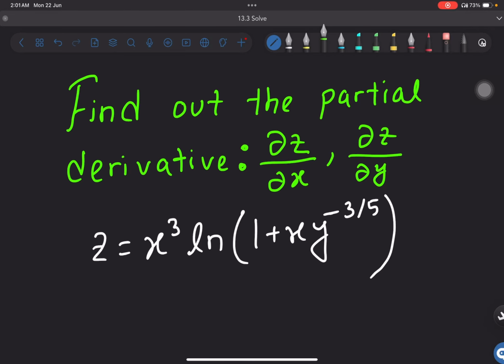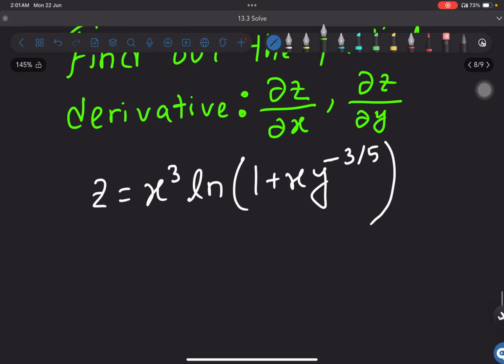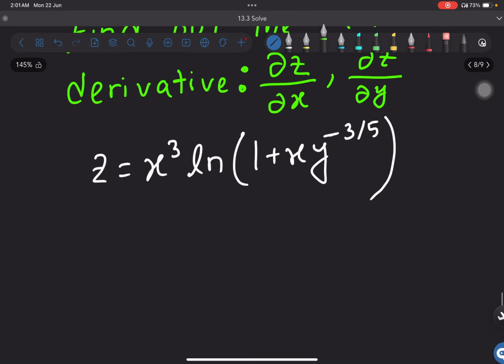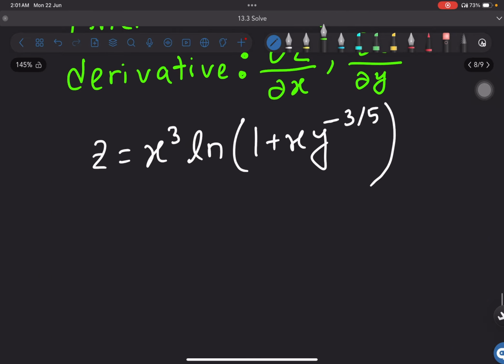How to find out the partial derivative of this math. Now, don't be intimidated at first thinking, oh my God, this is such a big math and this might be so tough. Let's just solve it step by step and you'll understand what happened over here.